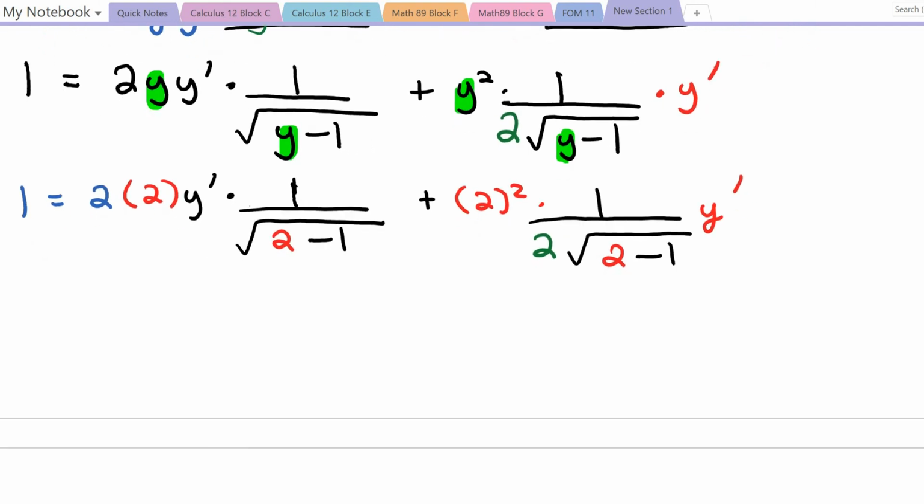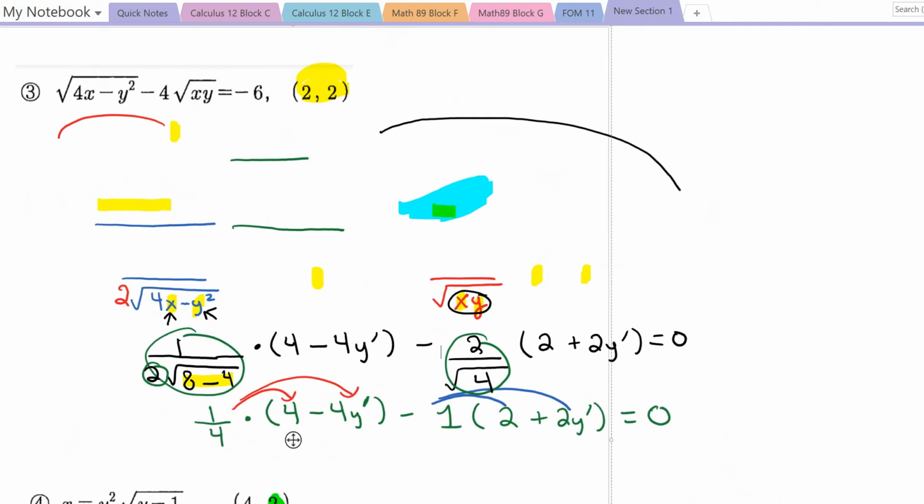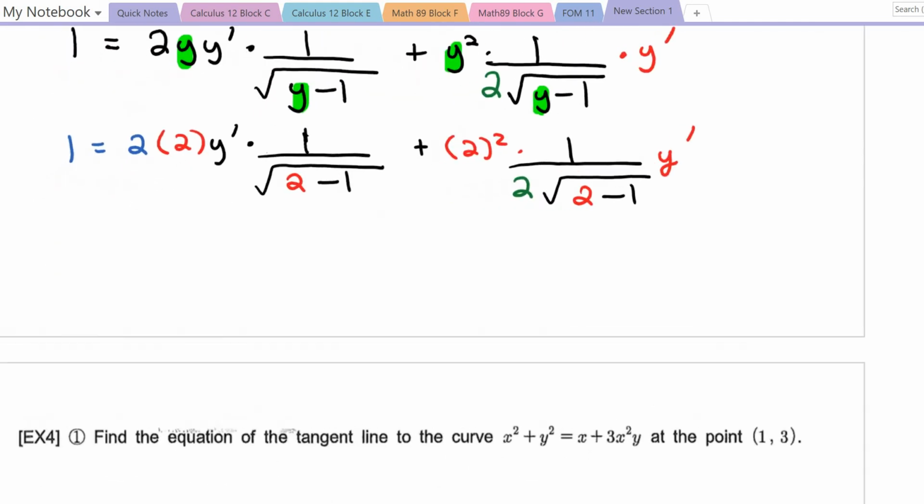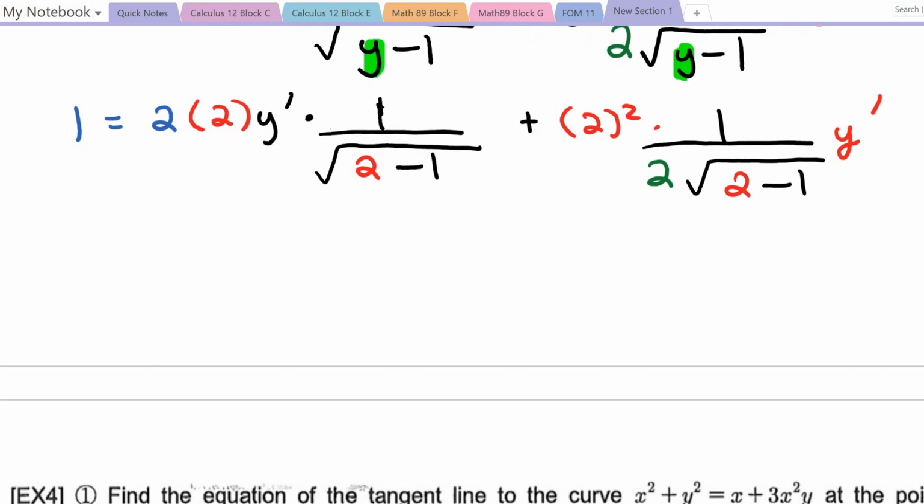Now we have to do some mental calculations here, and these aren't too bad. Let's take a look at this bottom expression. 2 minus 1 is 1, and the square root of 1 is 1, and 1 divided by 1 is just 1. So this entire yellow expression is just 1. And if I multiply 2 times 2, I get 4. So this would be 4y prime, and then there's a 1 on the left-hand side, and then I can continue on, plus.